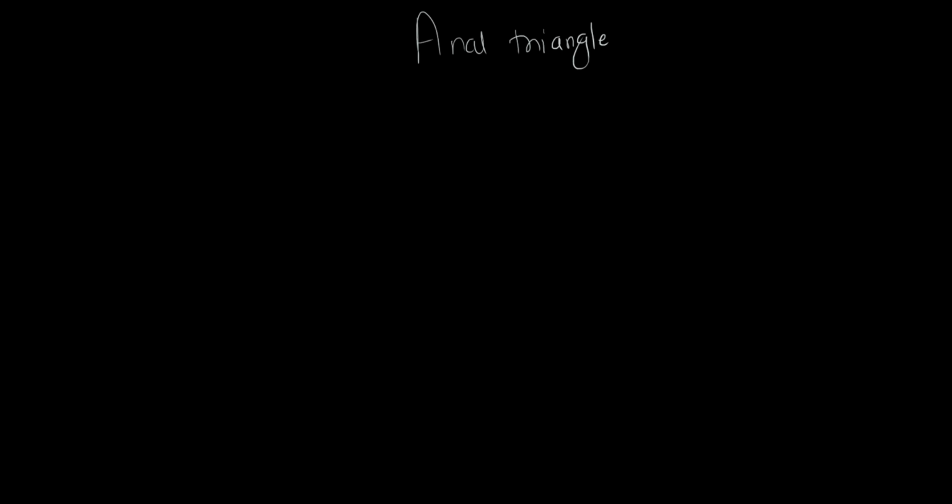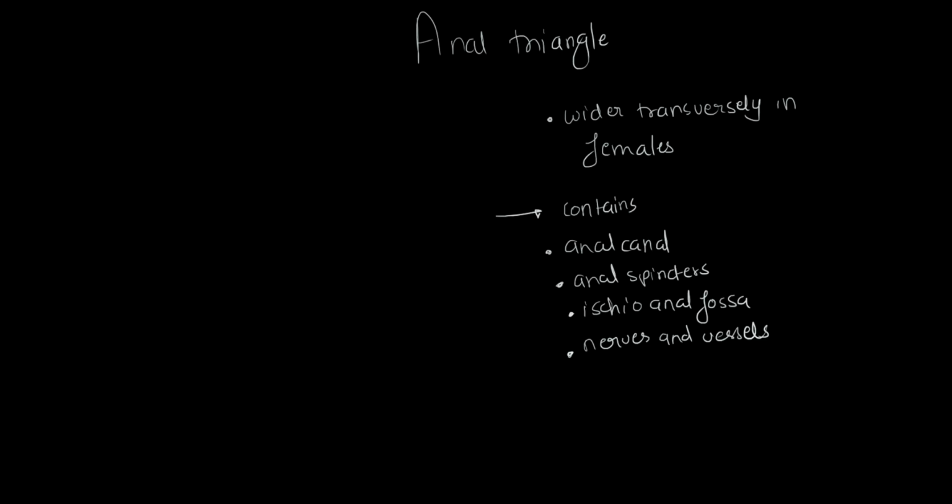The anal triangle is a component of the perineum, and it's different in males and females. In males, it is much smaller, but in females, it's wider transversely in order to allow childbirth. The components of the anal triangle include the anal canal, the anal sphincters, the ischioanal fossa, nerves, and vessels. So let us look at these components first.